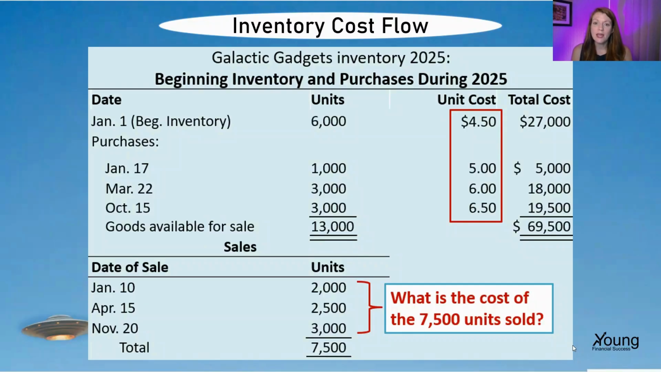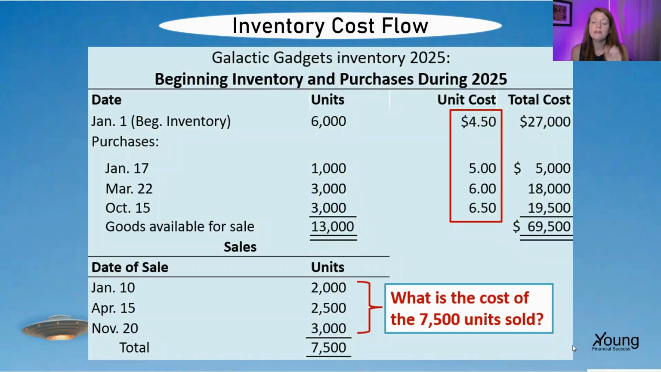So they began the year with 6,000 units. Those units they had paid $4.50 each for. So you see we're going across the top here. And so 6,000 units times $4.50 is $27,000 total of inventory they had coming into 2025. So that's their beginning inventory. Then here's the 3 different purchases that they made throughout the year.